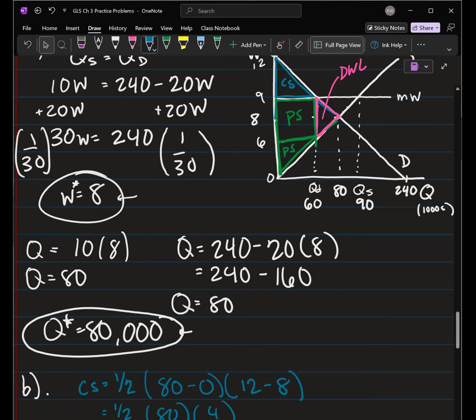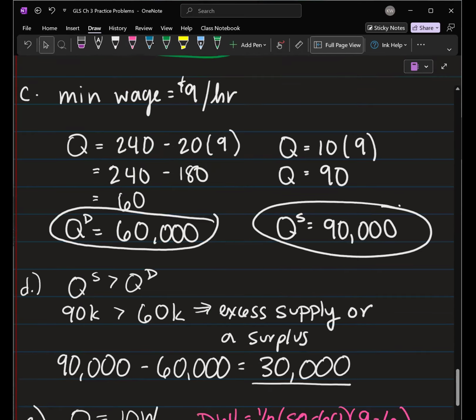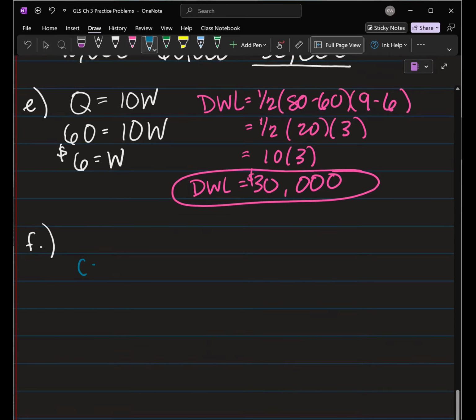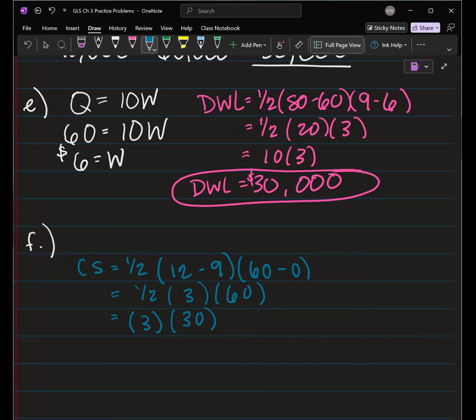Right. So starting with consumer surplus. Consumer surplus is going to be the area of that much smaller triangle, formed by the difference between the demand choke price and the $9 minimum wage, and the difference between the quantity demanded and the origin, so 0. So we have 1/2 times (12 minus 9) times (60 minus 0). This is going to give us 1/2 times 3 times 60. 1/2 of 60 is 30. So we'll have 3 times 30, which is going to give us a consumer surplus of 90.